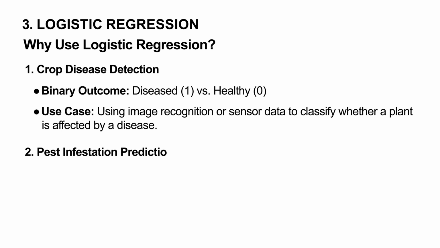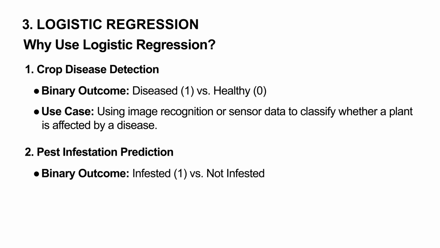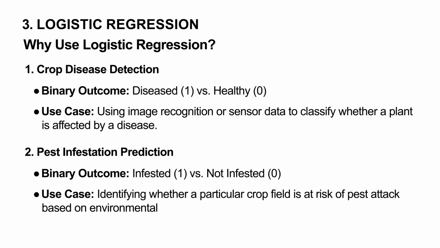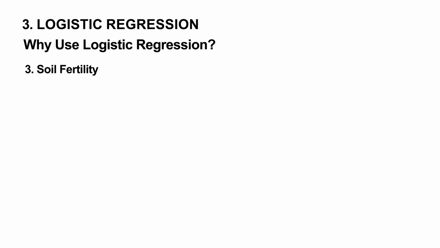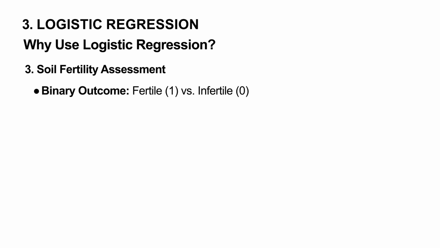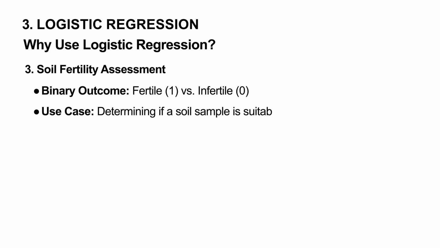2nd, pest infestation prediction. Binary outcome, infested, 1, versus not infested, 0. Use case, identifying whether a particular crop field is at risk of pest attack based on environmental factors. 3rd, soil fertility assessment. Binary outcome, fertile, 1, versus infertile, 0. Use case, determining if a soil sample is suitable for planting based on nutrient levels and pH.